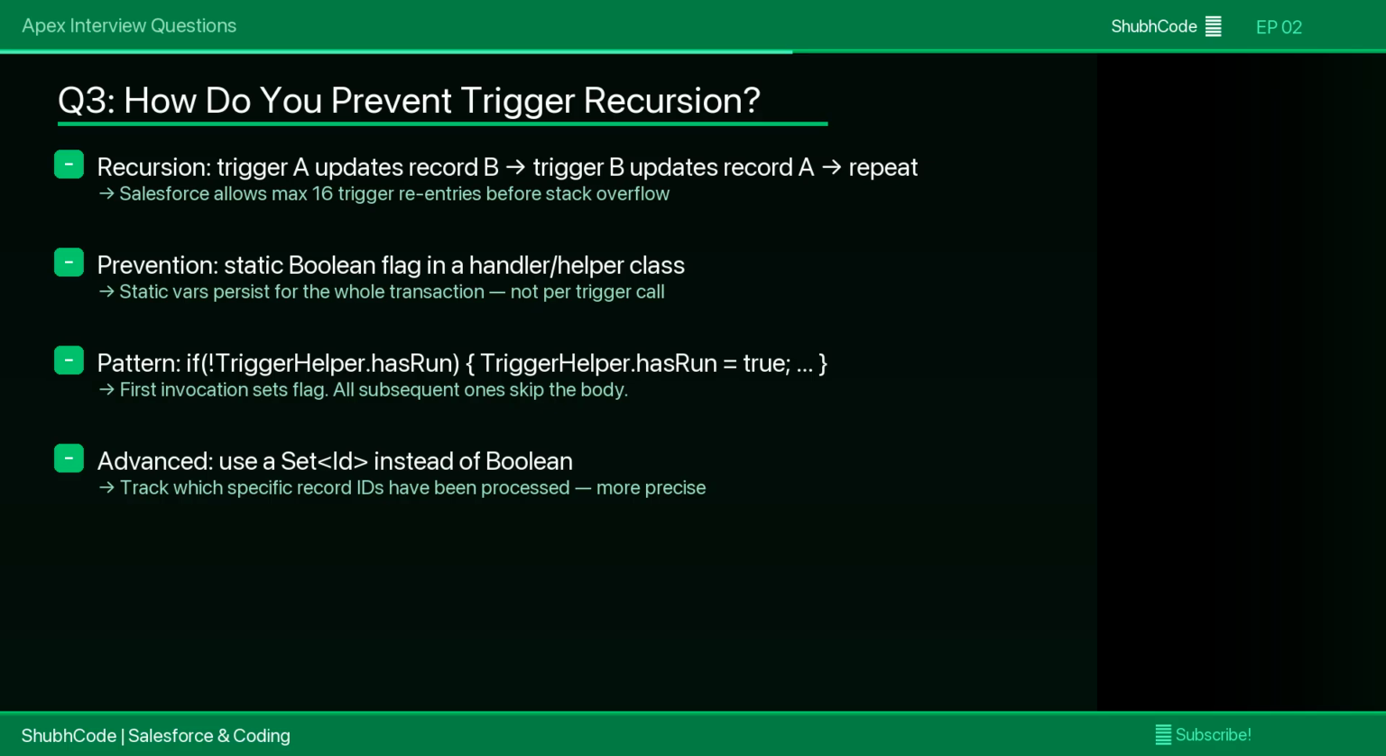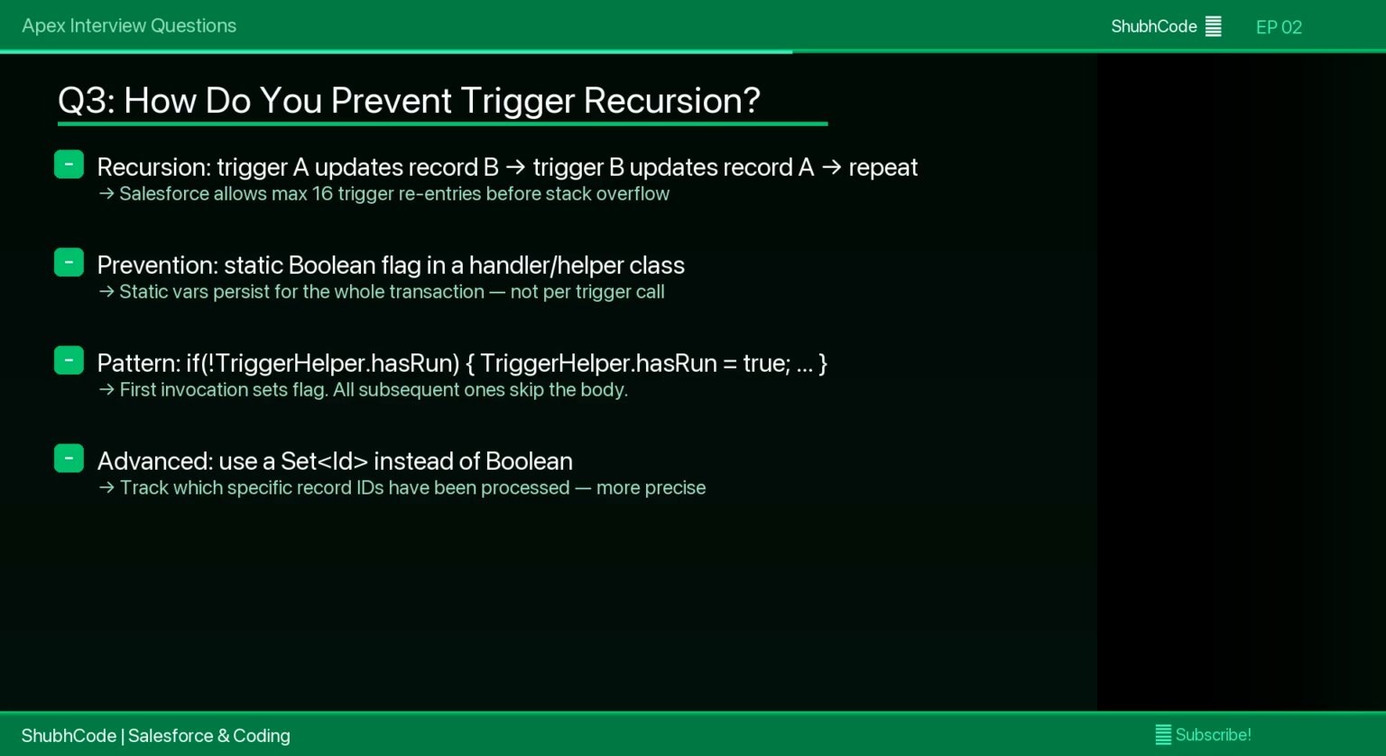Recursion is one of the most common bugs in Apex and one of the best interview questions because it tests real-world experience. Here's the scenario. Your after trigger updates a related record. That update fires another trigger. That trigger fires back to your original object. Infinite loop. And Salesforce has a maximum stack depth. So eventually it throws an exception and rolls back everything.